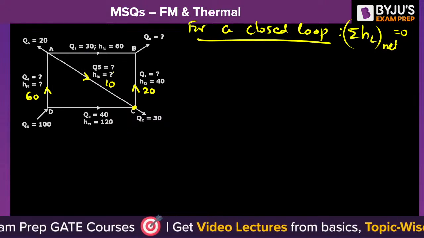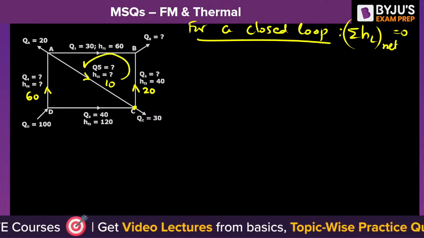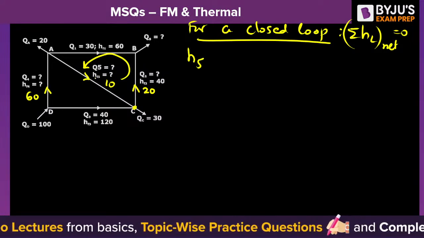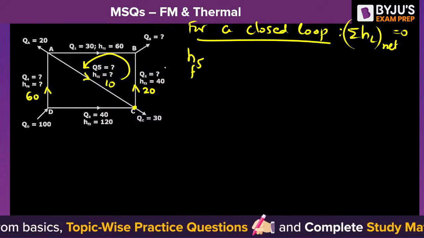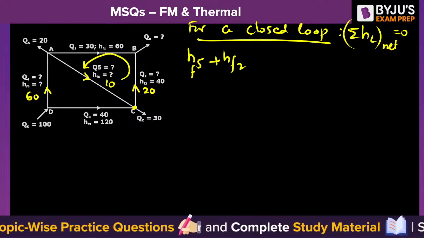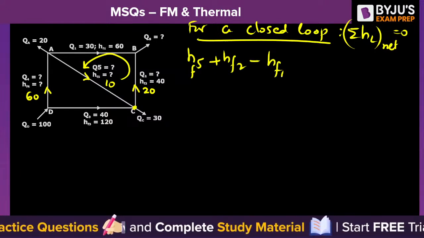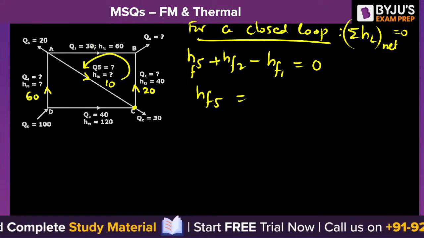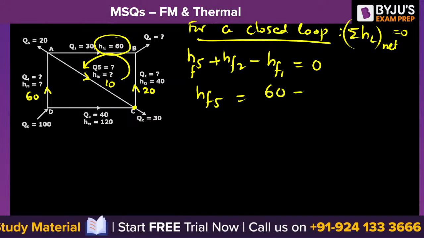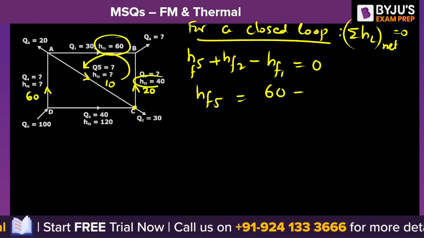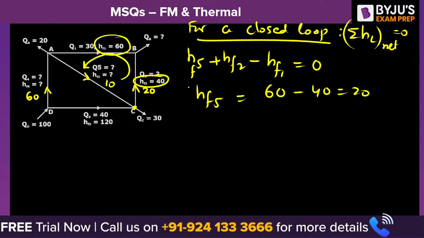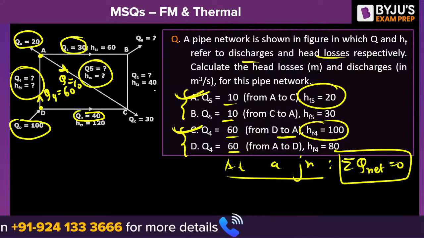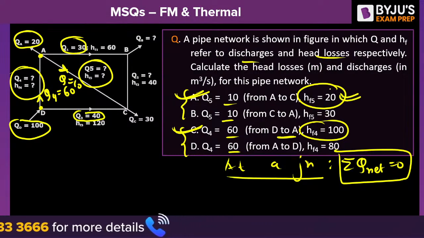So for this loop, if we take this loop, then we can say HF5 plus HF2 minus HF1 is equal to 0. So HF5 is equal to HF1 minus HF2. How much is HF1? 60. How much is HF2? That is 40. So that is equal to 20. HF5 will be 20, right?